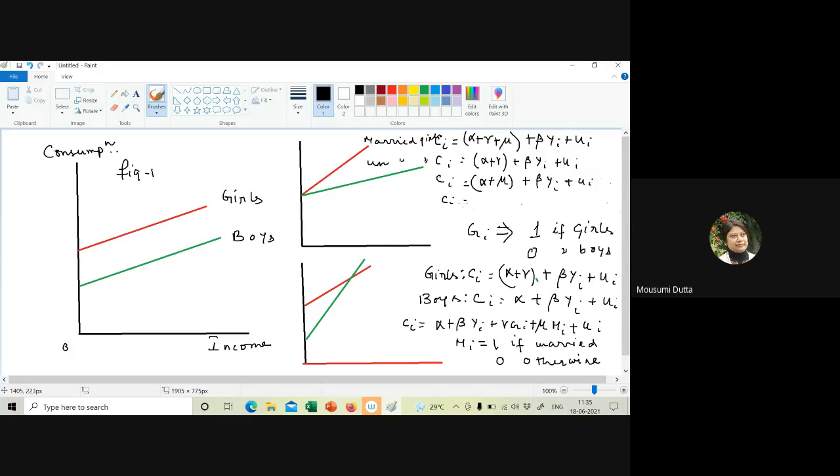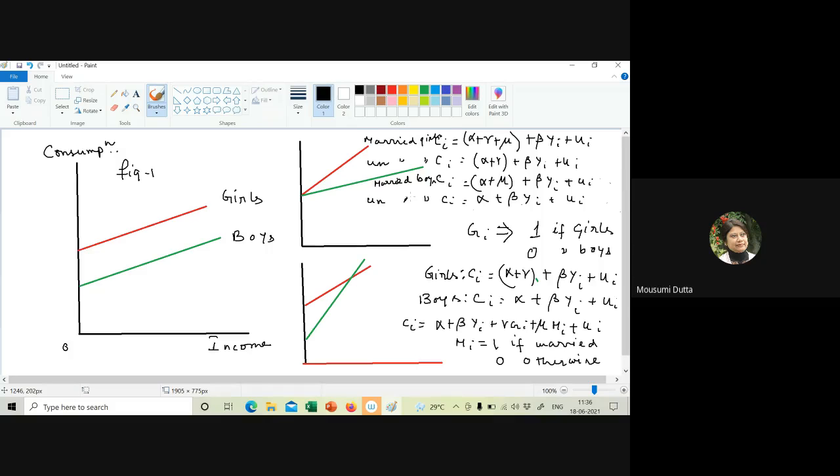And if I consider Mi to be equal to 0, the first one is for married boys, and the second one is for unmarried boys. Okay, so when there are two categorical variables, we can generate four equations, and four equations have four different intercepts. Depending on the values and the signs of alpha, gamma, mu, we will get a set of four lines having different intercepts, and we will be able to compare.